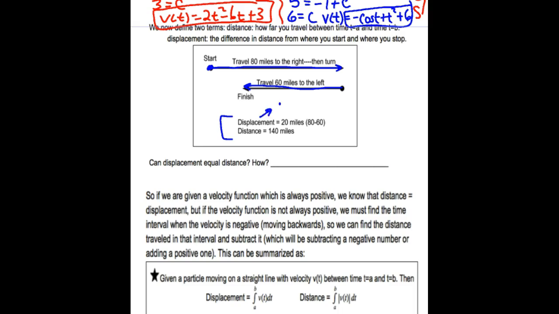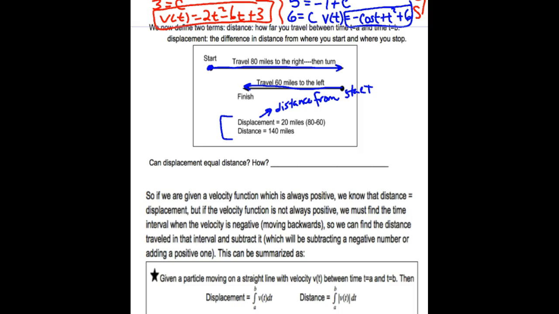Displacement is your distance from your start. So let's go write that in case you didn't know that. How far you've been displaced, distance from your start. At the end of this, I'm really only displaced 20 miles. I'm 20 miles from my home base.